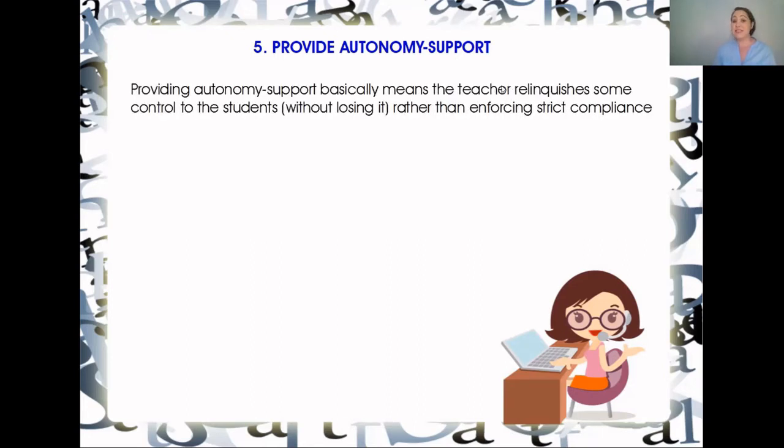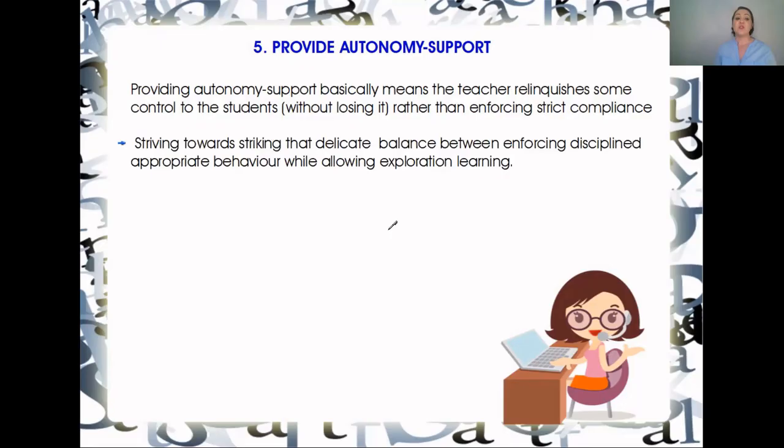Providing autonomy support basically means the teacher relinquishes some control to the students without losing it, rather than enforcing strict compliance. In other words, you are relaxing your boundaries slightly, allowing students to take the lead without losing control of your class. Strive towards striking that delicate balance between enforcing disciplined, appropriate behavior and allowing explorative learning.